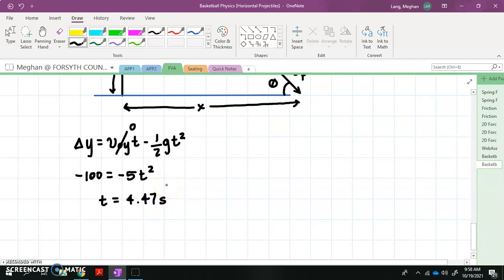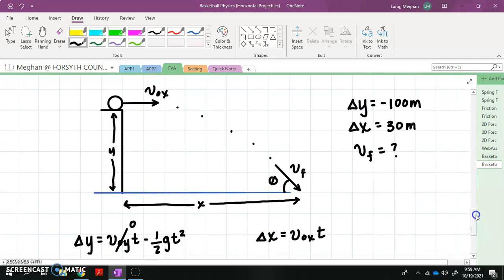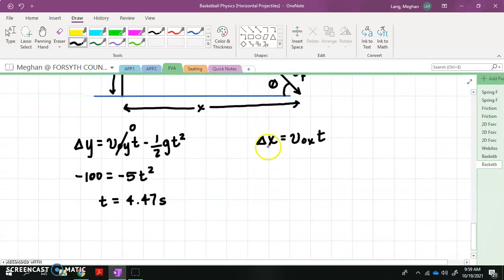Okay. So then I'm going to use that time to find what my velocity is in the x direction, because that's the only velocity given in the picture. Now it doesn't give me a number, but this would be the velocity that I'm launched off of the cliff with, our v naught x. So delta x was 30. That would be equal to our initial velocity in the x times our time, which is 4.47. So the time in the x direction and the time in the y are the same because that object is doing the motion all within the same time period.